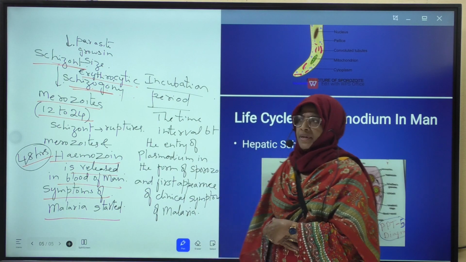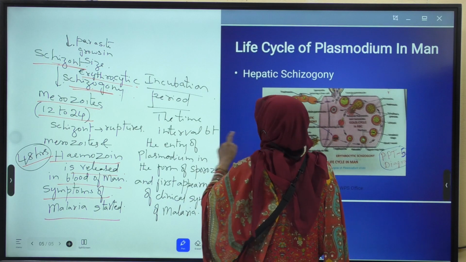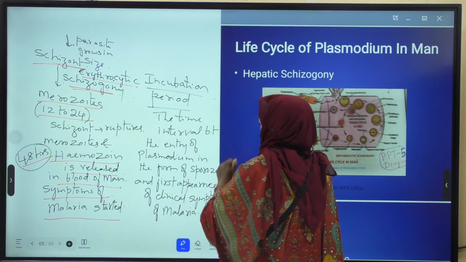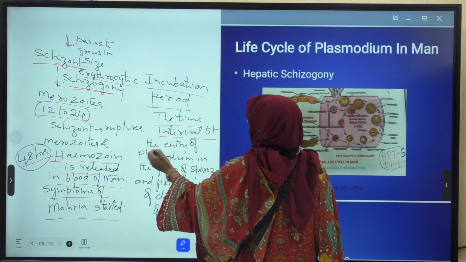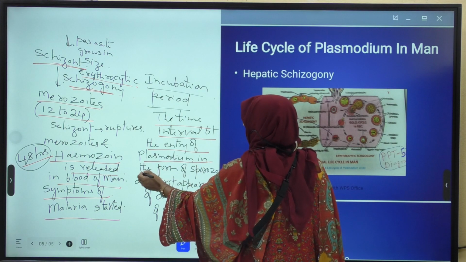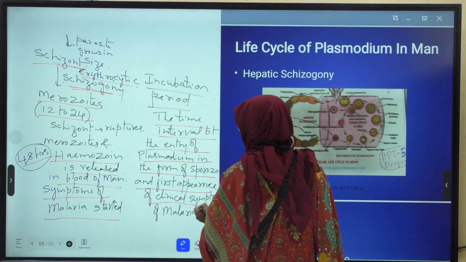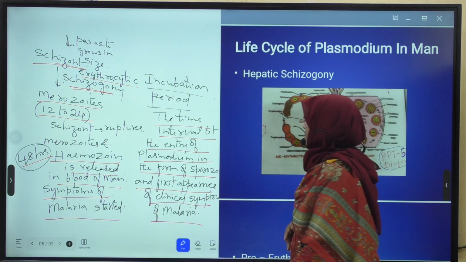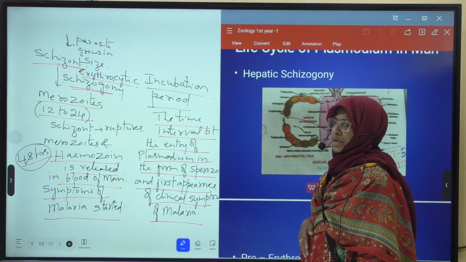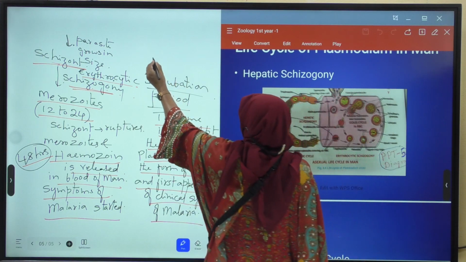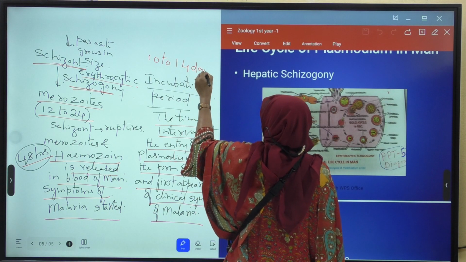Okay, now listen, what is incubation period? Incubation period means the time interval between the entry of Plasmodium in the form of sporozoites and the first appearance of clinical symptoms of malaria. The first appearance of clinical symptoms of malaria is called incubation period. Its duration is 10 to 14 days.